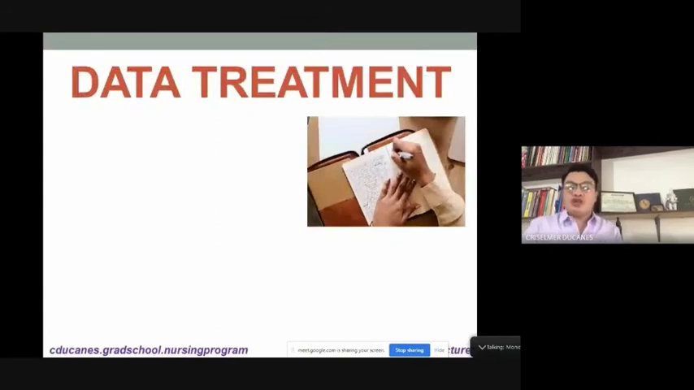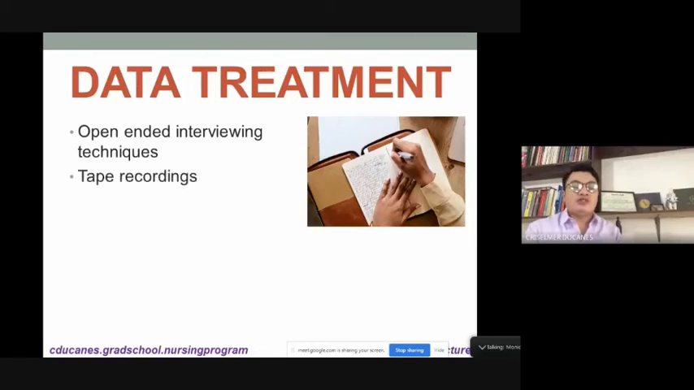Now let's proceed to your data treatment. In your data treatment, you use open-ended interviewing techniques, okay? Open-ended questions. And you can also use tape recordings, okay? Record them during the interview. Verbatim transcripts, okay?